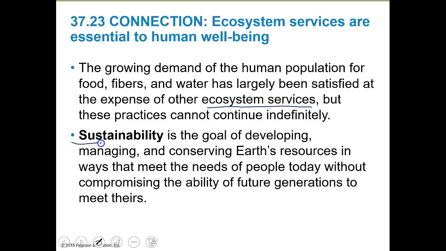So we have a whole thing of sustainability, which is becoming a more popular thing, which is exciting, but it's a goal of developing, managing, and conserving Earth's resources in ways that meet the needs of people today without compromising the ability of future generations to meet theirs.